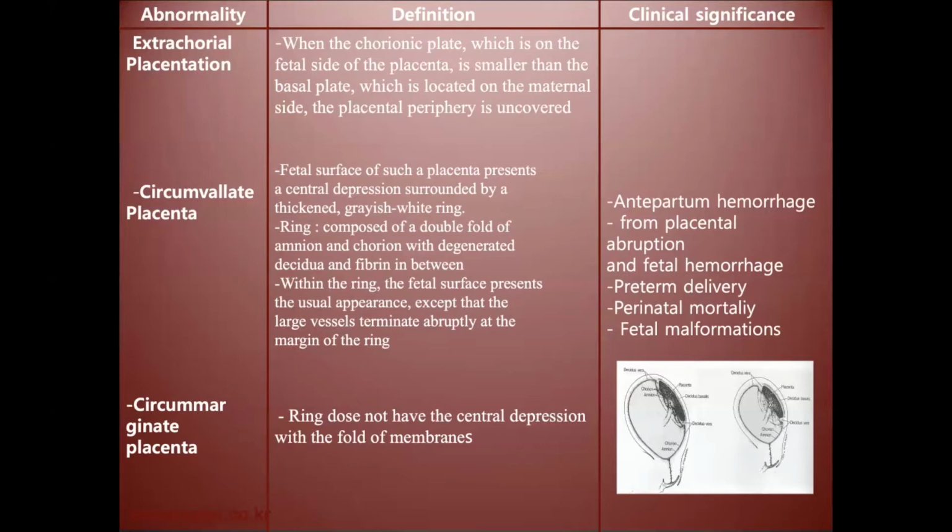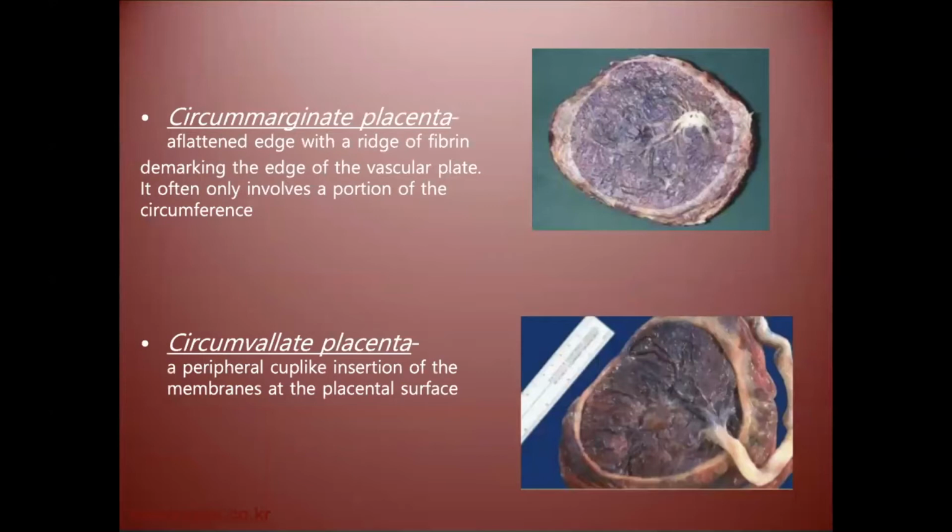In circummarginate placenta, we have a ring that does not have a central depression with the fold of membranes. You can see here the picture of a circummarginate placenta. It is attached at the edge with a ridge of fibrin, demarcating the edge of the vascular plate. It often only involves a portion of the circumference. And here is another picture of a circummarginate placenta, showing peripheral cup-like insertion of the membranes at the placental surface.